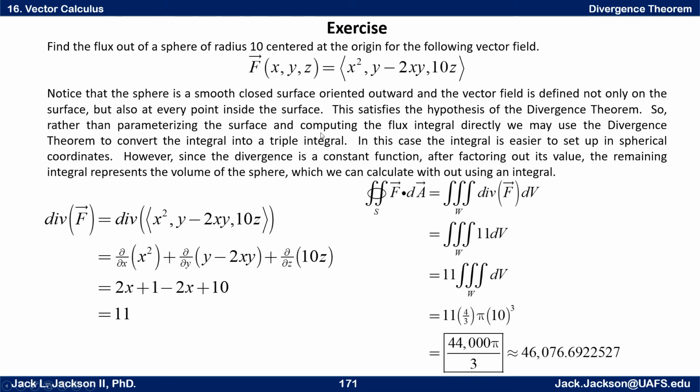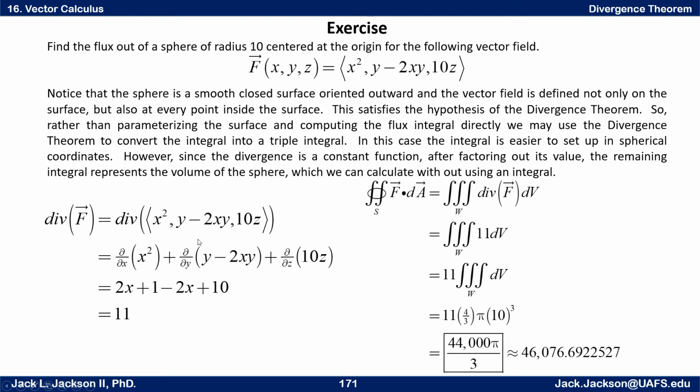So to do this, we need to find the divergence of this field. And of course that's pretty easy to do. You just do the partial derivative with respect to x of the first part, plus the partial derivative with respect to y of the second part, plus the partial derivative with respect to z of the third part, and add them together. So the derivative of the first part with respect to x is 2x, the derivative of the second component with respect to y is 1 minus 2x, and the derivative of the third component is just 10. The 2x's cancel, 1 plus 10 is 11, so the divergence is just a constant.